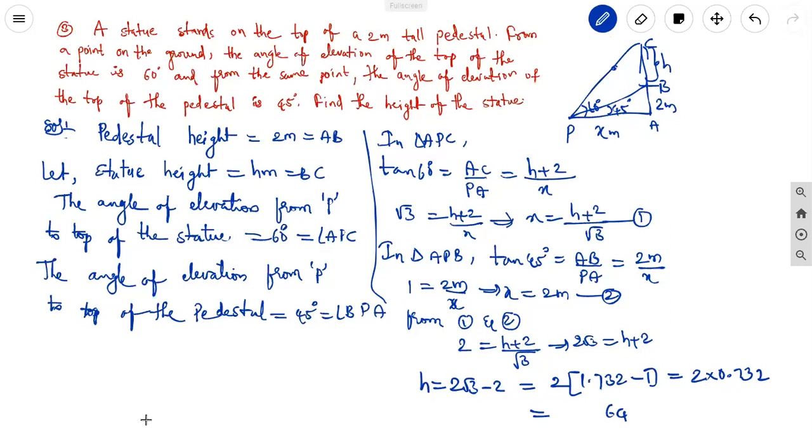Therefore, statue height is equal to 1.464 meter. It is the solution.